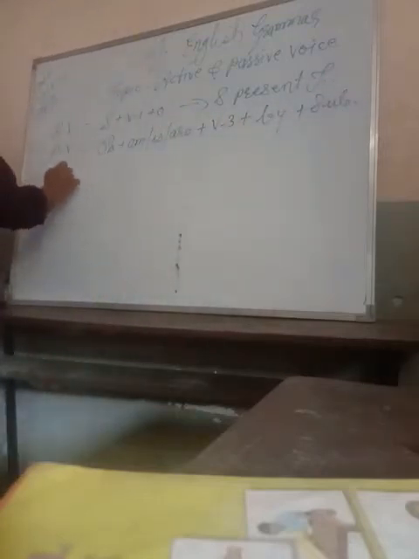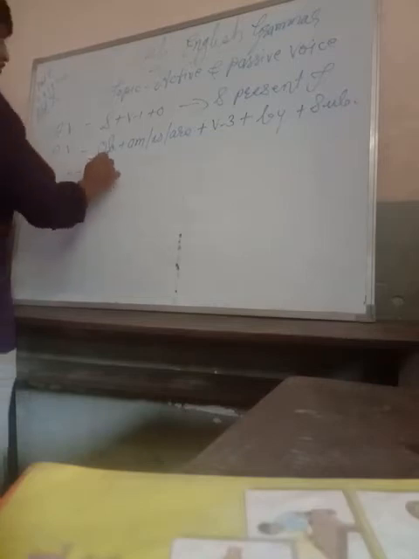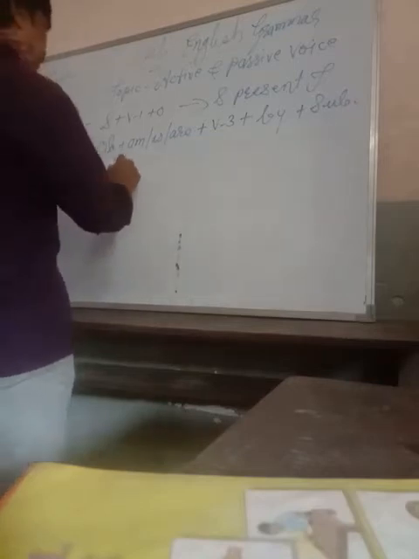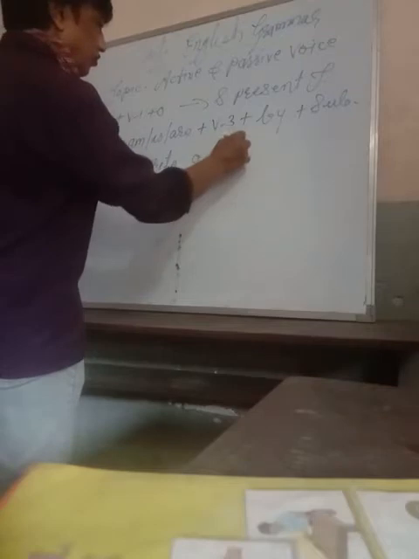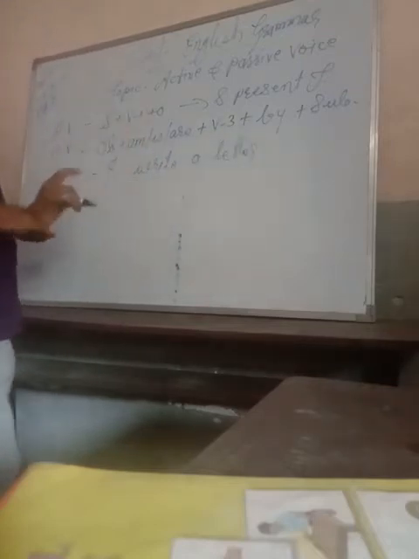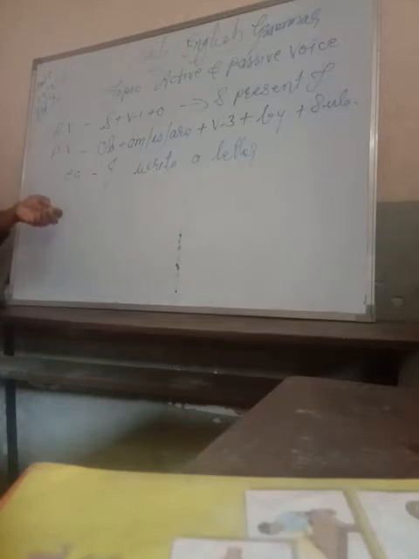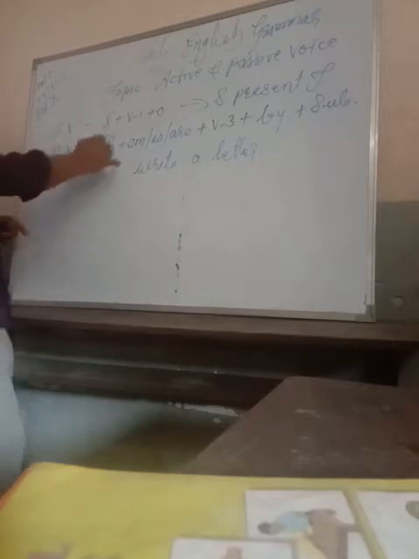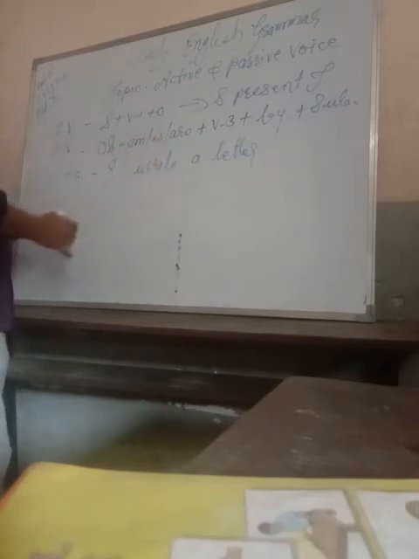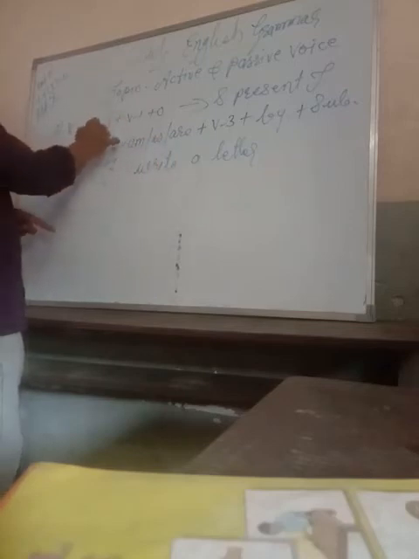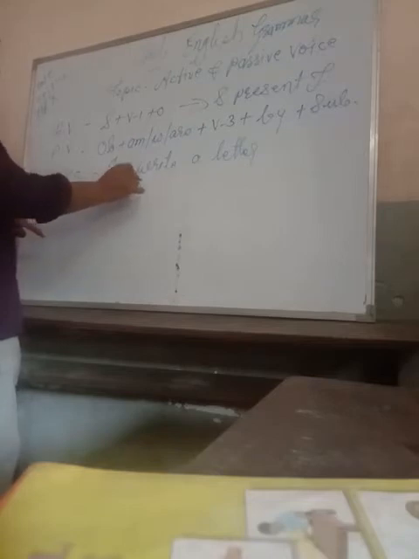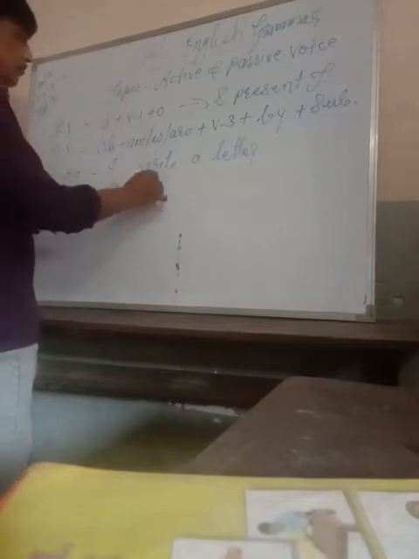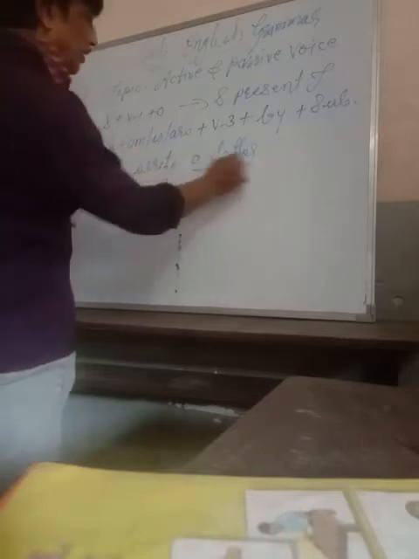So listen, now I am going to give you one example. I write a letter. A simple sentence I am going to give so that you may understand it quickly. Here you can find out this is an active voice. Why is it an active voice? Because all the elements written in the active voice formula are found in this sentence. Now look, subject is I, write is V1, the first form of verb, and object is a letter.